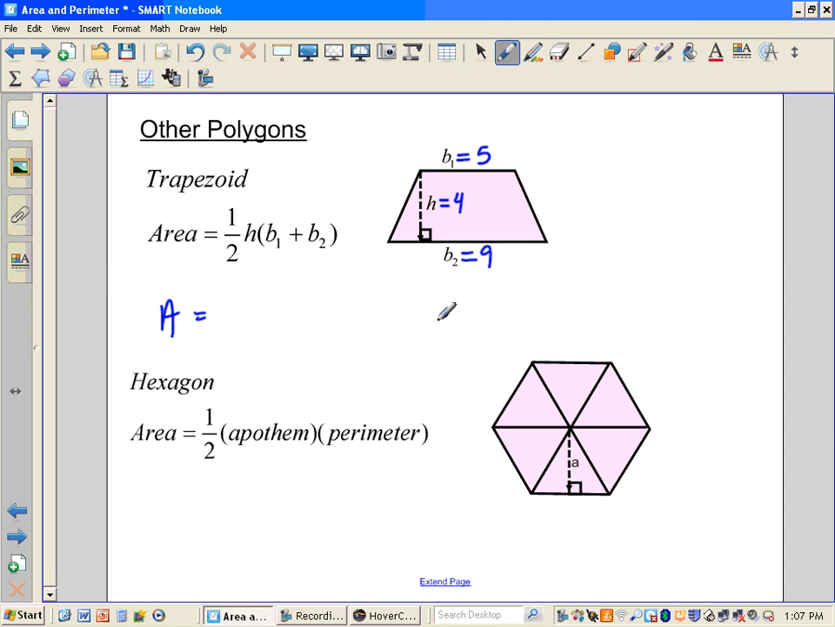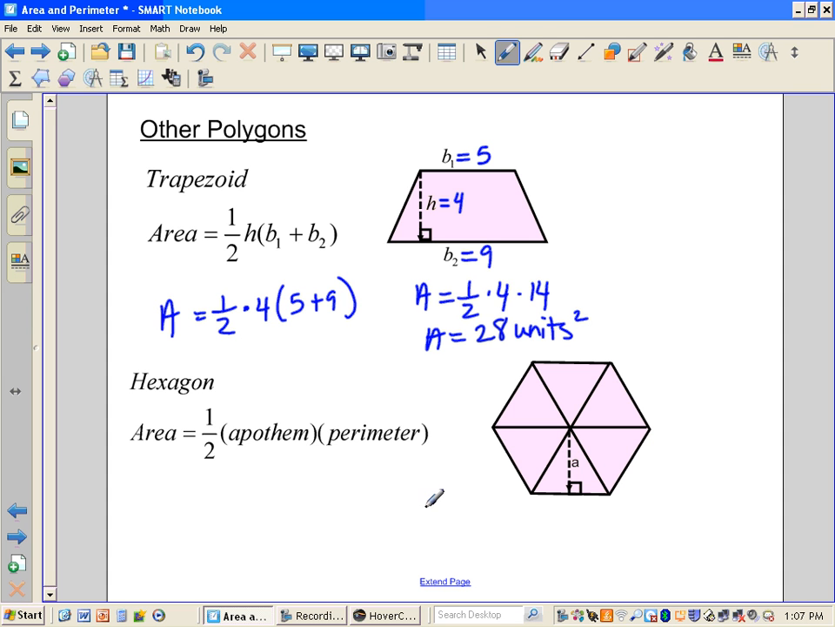Why not? Okay? So just to use this formula, same way we use any formula, we're just going to plug everything in. So 1/2 times the height of 4 times the base 1, 5 plus 9, do in parentheses first. So the area is going to be 1/2 times 4 times 5 plus 9, which is 14. Well, half of 4 is 2. 2 times 14, so the area is 28 units squared.